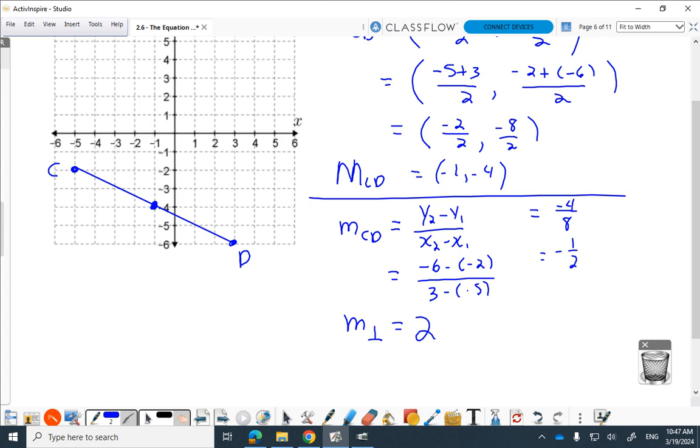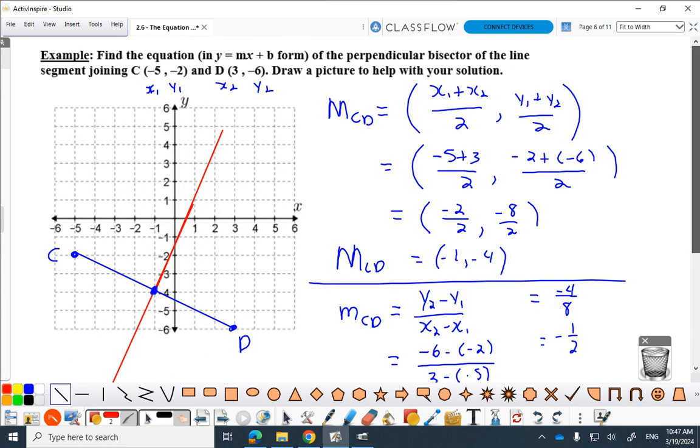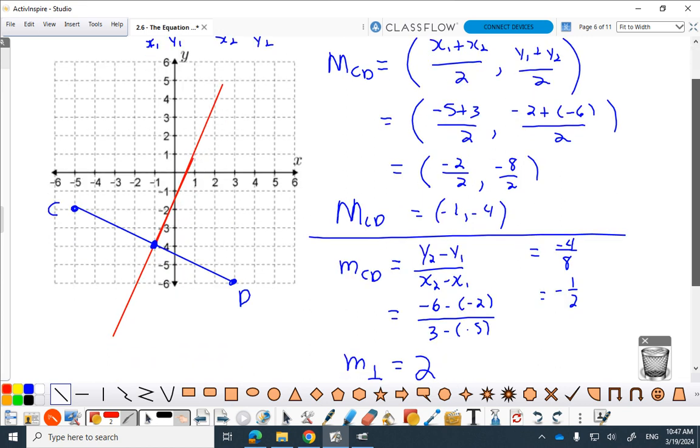Okay, let me draw the line. I think this will help you. I think having a piece of paper and just drawing the line really helps, and I didn't want to do it in blue. I'm going to do it in red. It's not exact, but that's the line I'm trying to get. And it said, find the equation of the line.